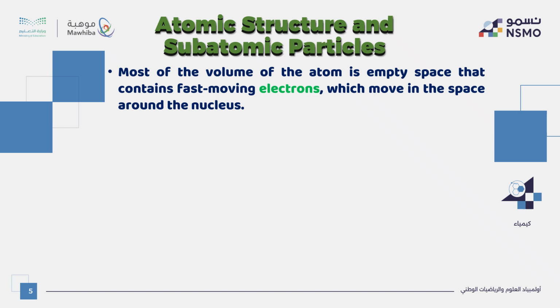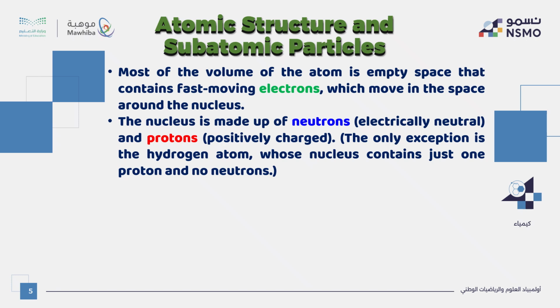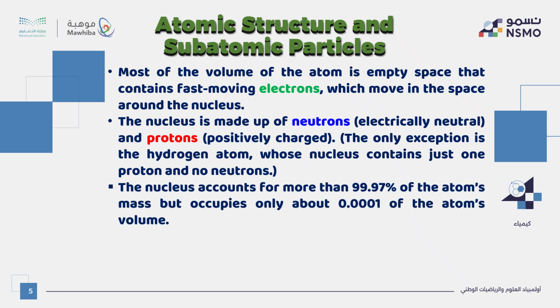Most of the volume of the atom is actually empty space, occupied by these fast-moving electrons. Protons are positively charged particles found in the nucleus, the atom's center. Neutrons are neutral particles, with no charge, also in the nucleus. Electrons are negatively charged particles that zoom around the nucleus in the cloud.